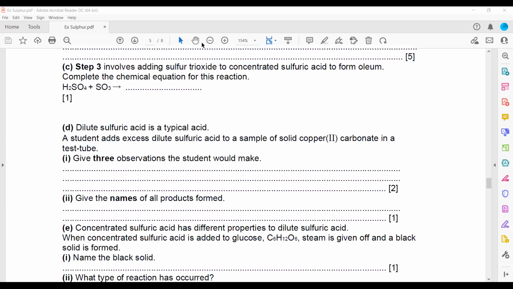Then involving addition of sulfur trioxide to sulfuric acid, we have to complete this equation. Oleum, what is the formula for oleum? It is H2S2O7.